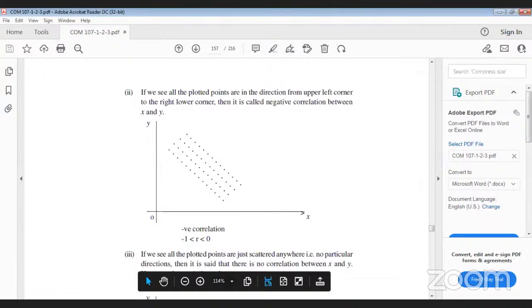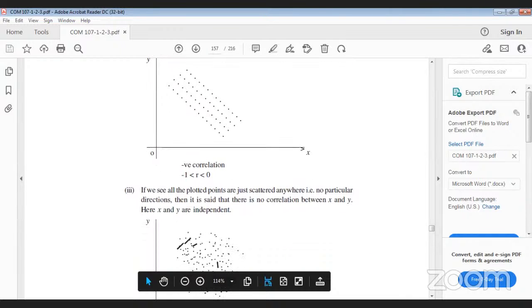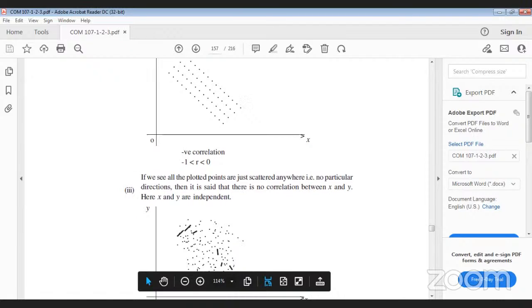Then the third point: if all the plotted points are just scattered anywhere, with no particular direction, then there is no correlation, or zero correlation. That means correlation is equal to zero. In the third figure you will see dotted points scattered here and there. It is called no correlation between x and y.